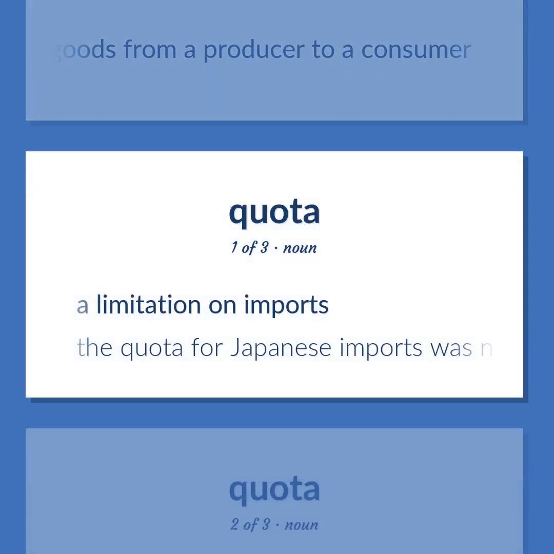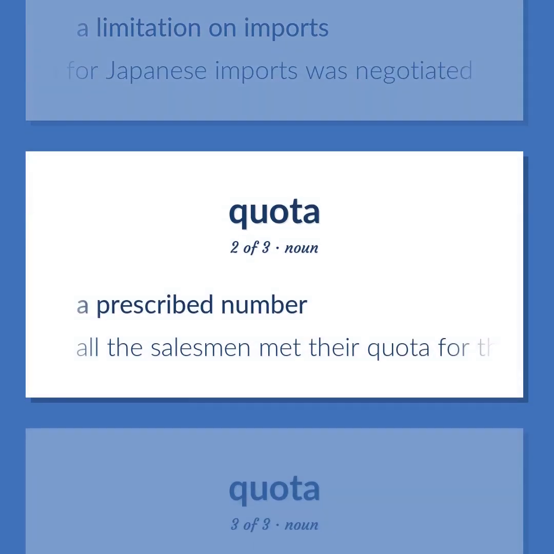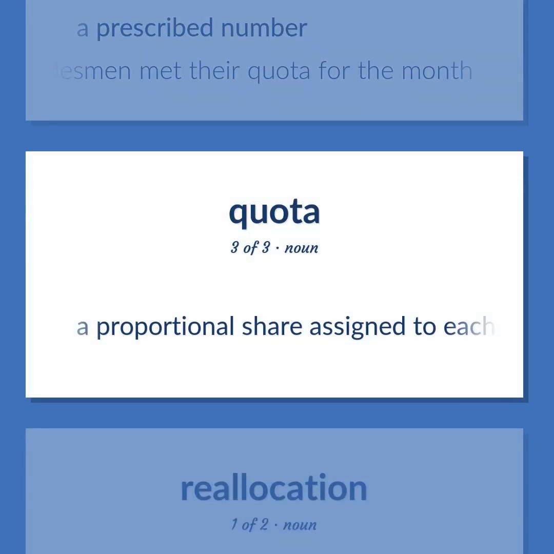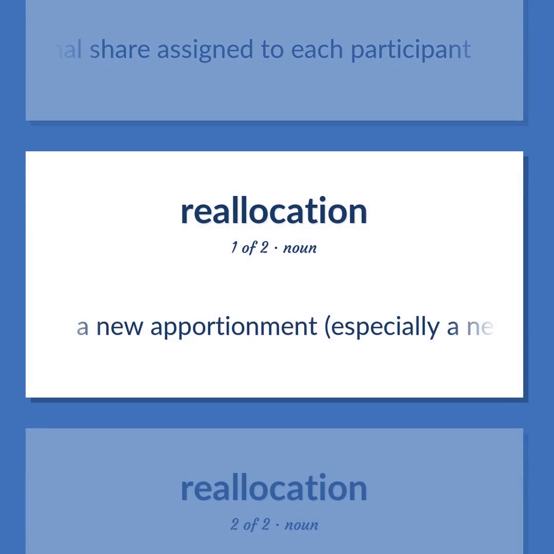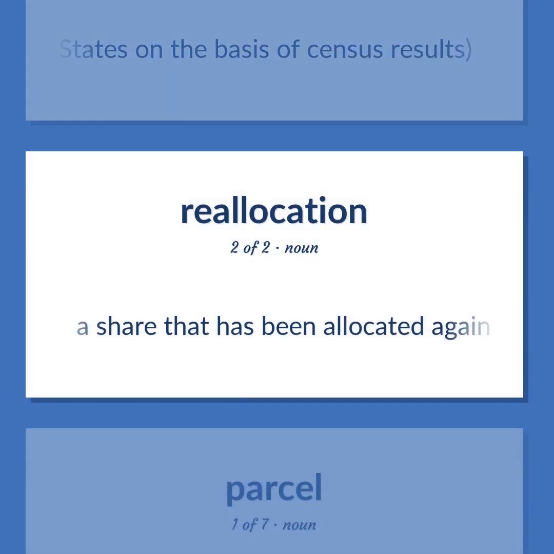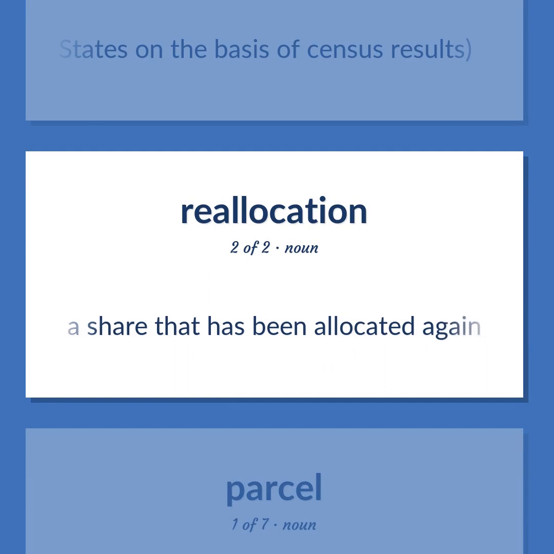A limitation on imports. The quota for Japanese imports was negotiated. A prescribed number. All the salesmen met their quota for the month. A proportional share assigned to each participant. A new apportionment, especially a new apportionment of congressional seats in the United States on the basis of census results. A share that has been allocated again.